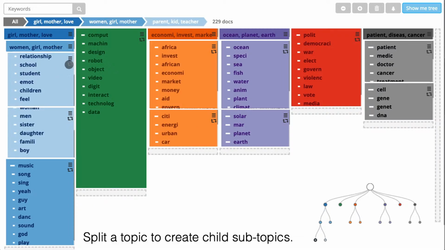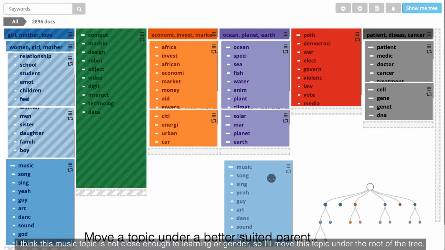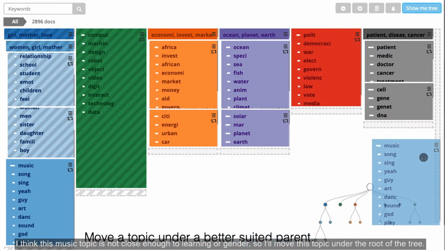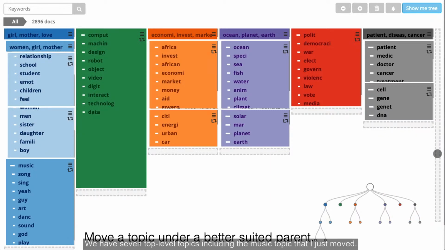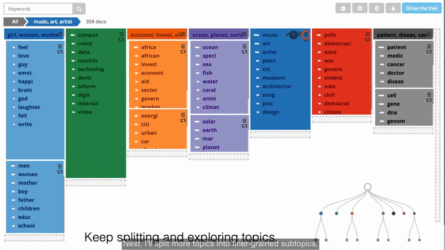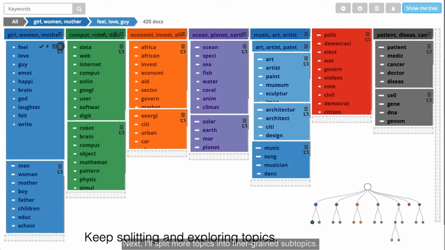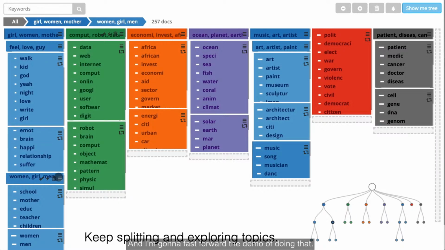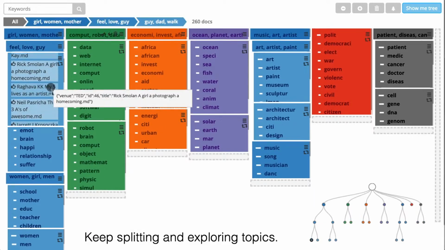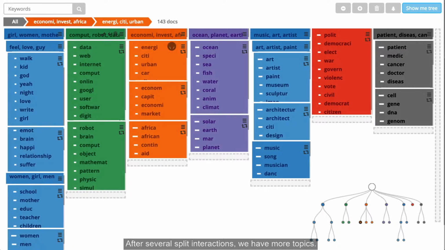Okay, good. I think this music topic is not close enough to learning or gender, so I'll move this topic under the root of the tree. And we have 7 top-level topics, including the music topic that I just moved. Next, I'll split more topics into finer-grained subtopics. And I'm gonna fast forward the demo of doing that. After several split interactions, we have more topics.